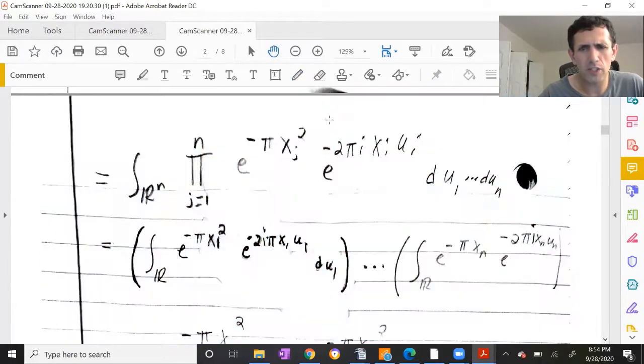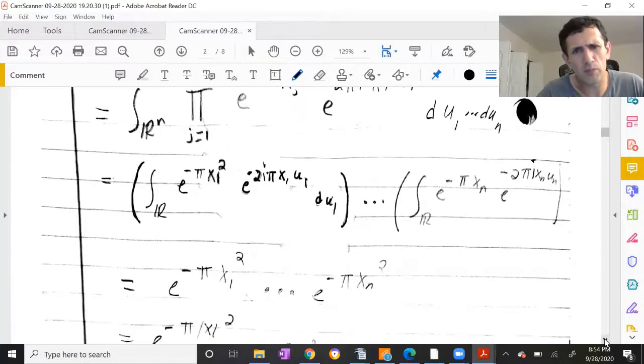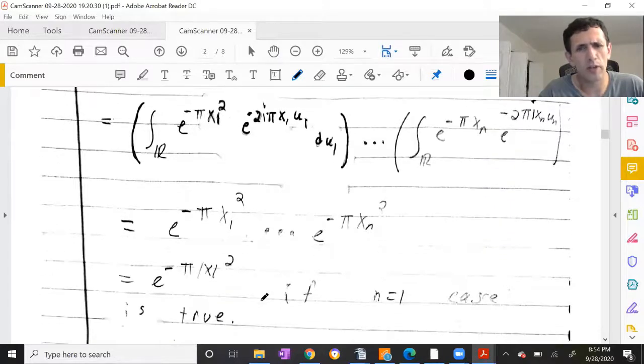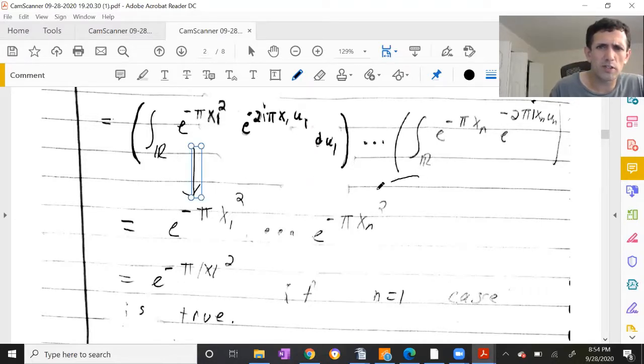What we have here is just a product of one-dimensional Fourier transforms. Each one of these is just the Fourier transform of e to the minus pi x squared. Here it's x1 plugged in, xn plugged in. Well, this is just a product of the Fourier transforms if we can prove this lemma for dimension 1. And then this just becomes e to the minus pi modulus x squared. Again, this is contingent on this equals this equals this, which is just a one-dimensional case.